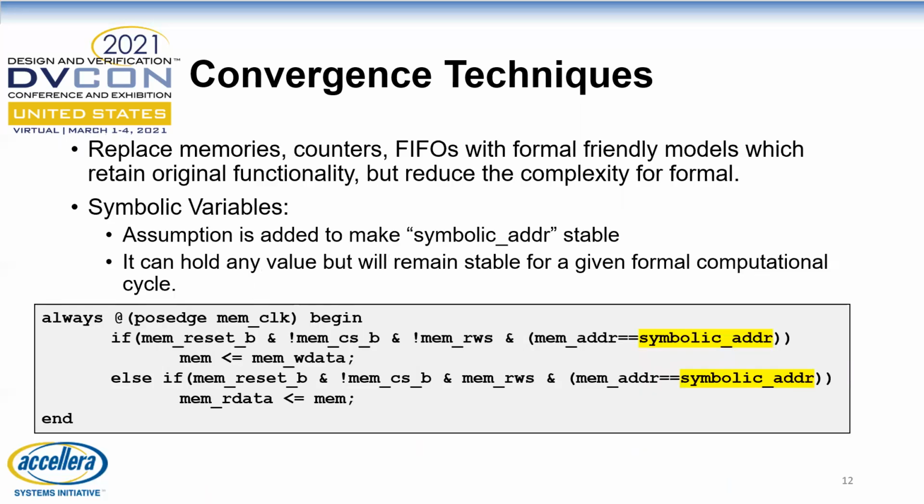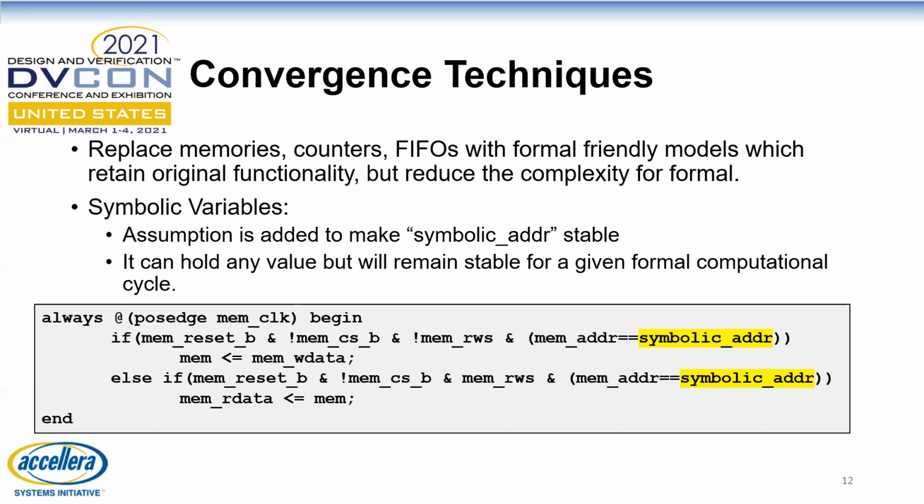Okay, so then moving on, some structures like memories, counters, and FIFOs are known to increase the state space, and hence it is better to replace them with formal-friendly models. We can also make use of symbolic variables to reduce the complexity.